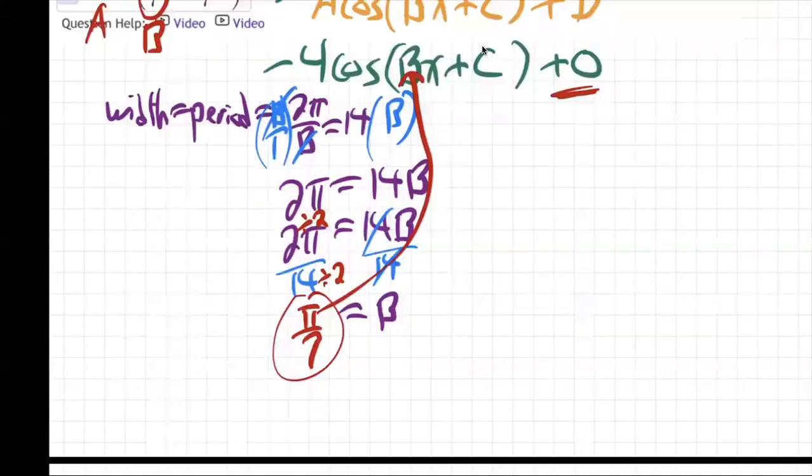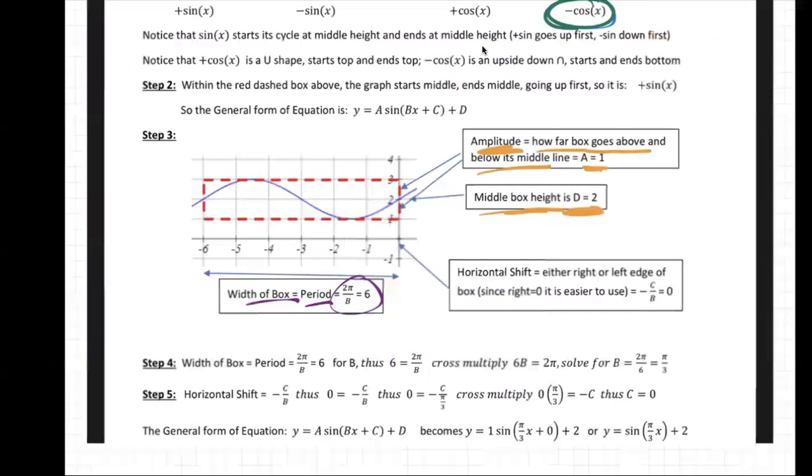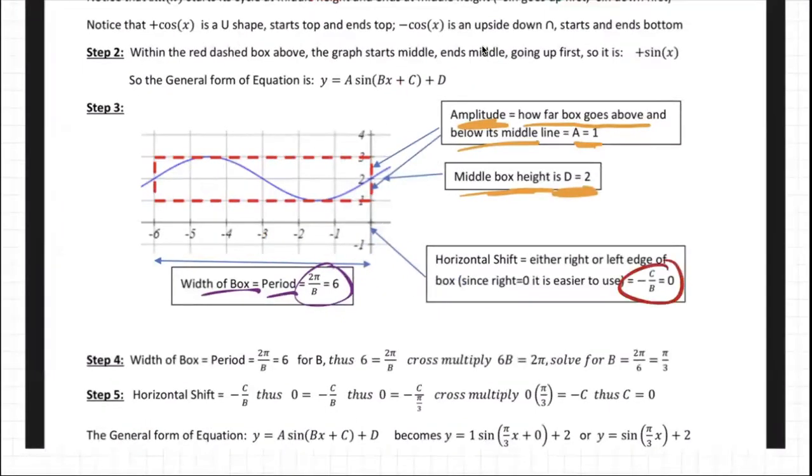Okay, last thing is, how do we get C? Well, go back to the thing here. So there's the formula with C.